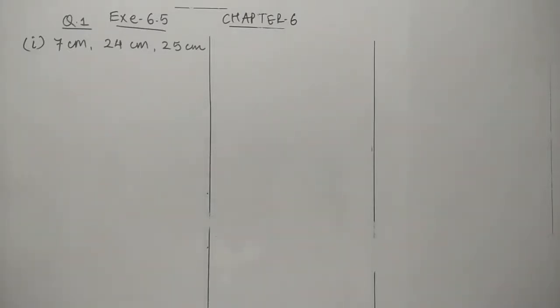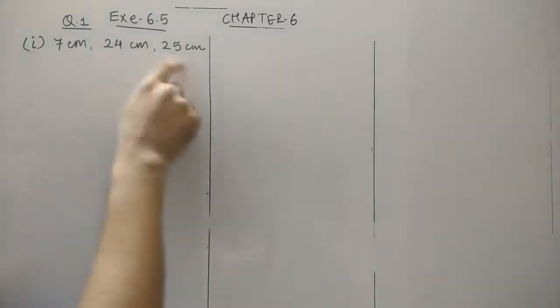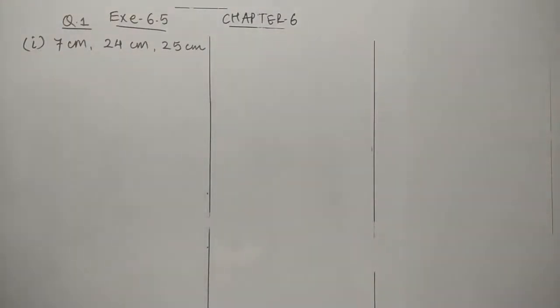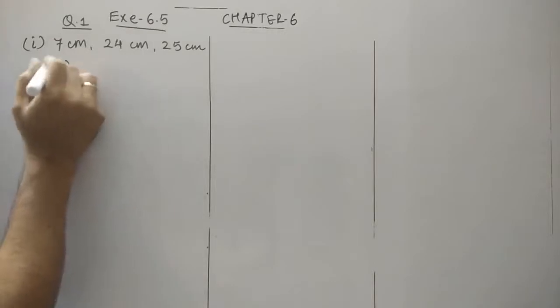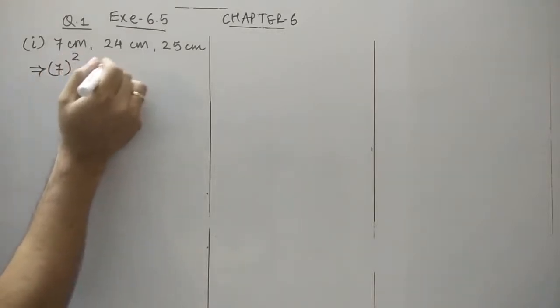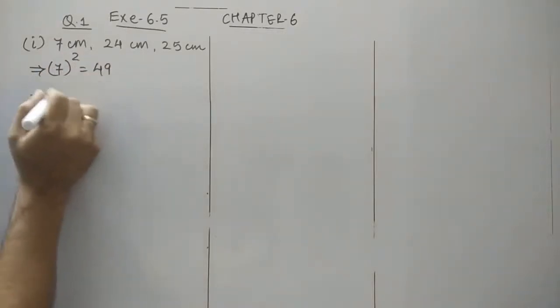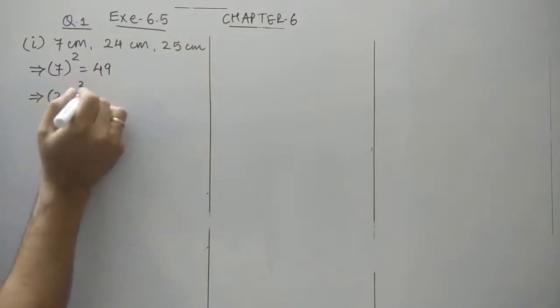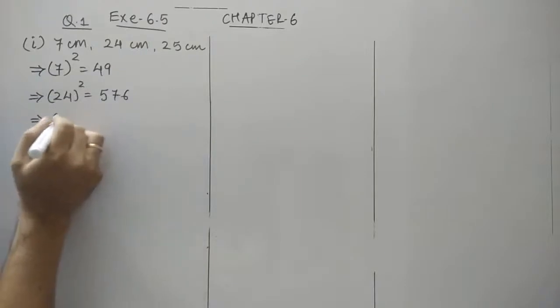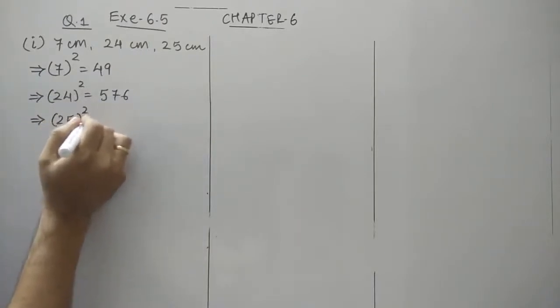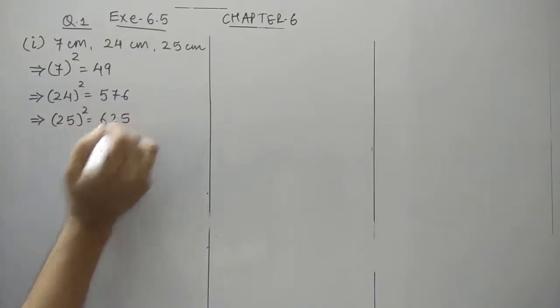theorem 6.9. So let us see that all the three sides they have given. I do the square of all the sides here. I do the square of 7, so I'll get 49. Square of 24, that is 576. And I'll do the square of 25, that is equal to 625.